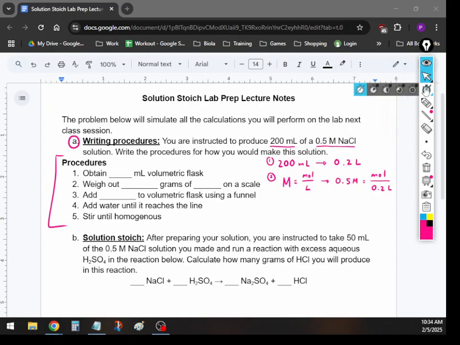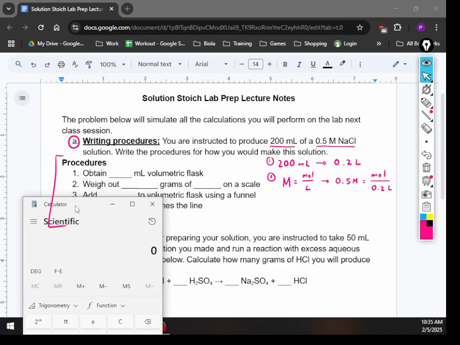All right, so the calculation here is pretty simple. We just need to multiply the molarity and the liters. So if you pull out your calculator, you're going to do 0.5 times 0.2, and that'll give you 0.1. So our answer for step two is going to be 0.1 moles, and the chemical is NaCl.